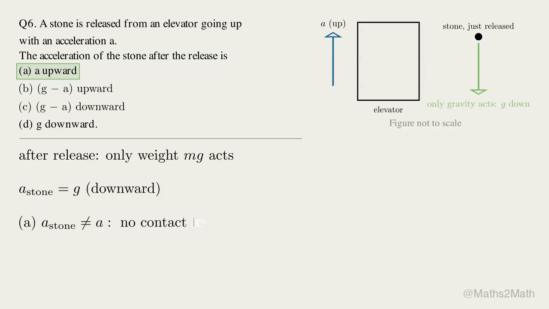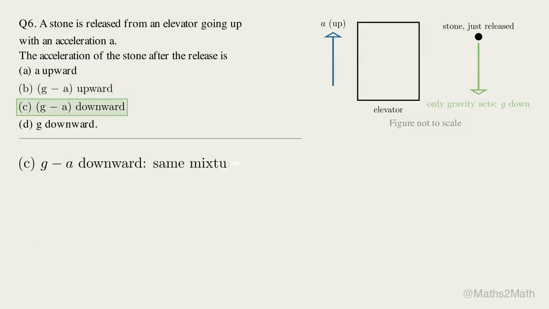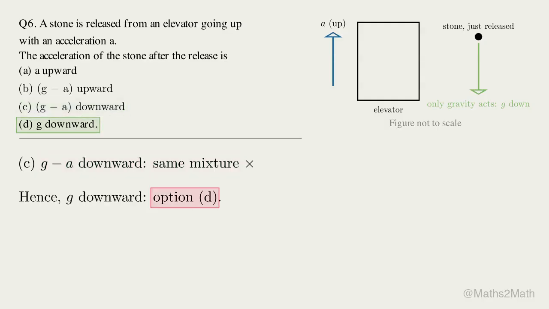Option A keeps the elevator's upward a, but nothing pushes the stone anymore. Option B subtracts the elevator's a from g. The stone does not know the elevator's motion. Option C makes the same mixture, pointed downward. The elevator cannot dilute gravity. Hence, the stone falls with acceleration g downward. Option D.